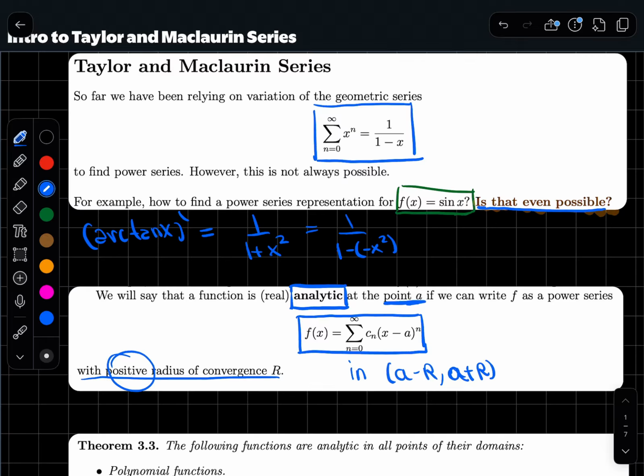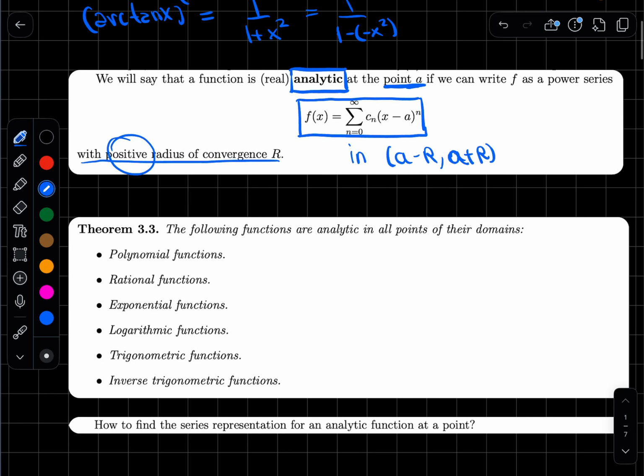And again, just remember that saying the function is analytic just means it's possible to write it as a power series. Some of the functions that we know are going to be able to be represented this way, some won't. But the great news is that almost all functions that we work with in calculus are analytic. So this is a theorem.